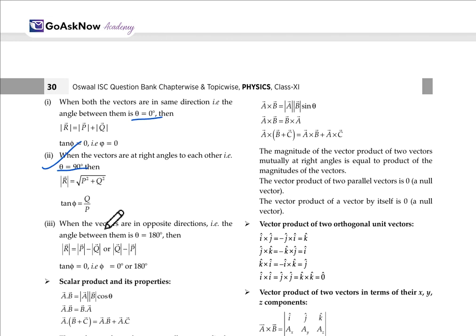Write an expression for the magnitude of the resultant vector R of the two vectors A and B acting at a point. R is equal to the square root of A square plus B square plus 2AB cos theta. So for the maximum value of R, theta is equal to 0, that is, vector A and vector B are in the same direction.